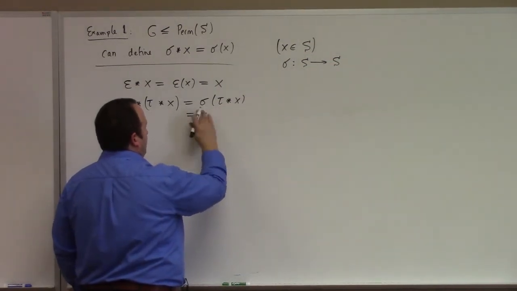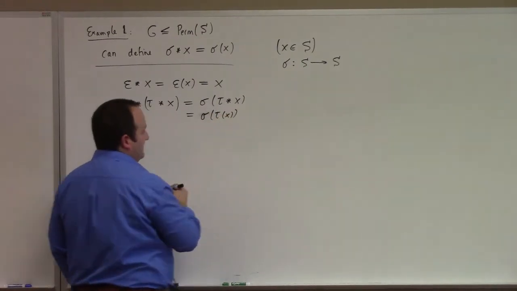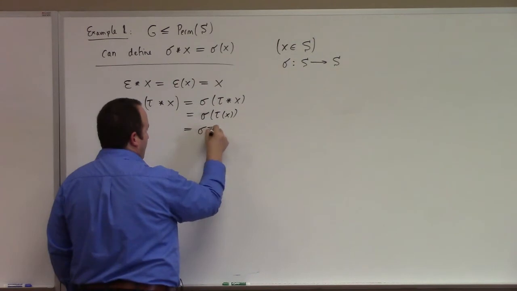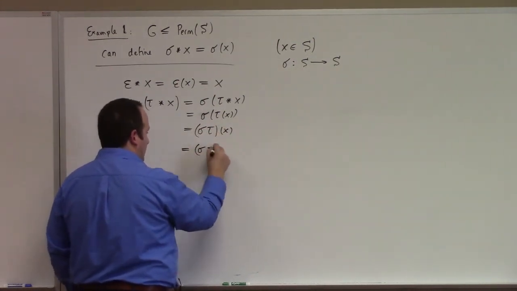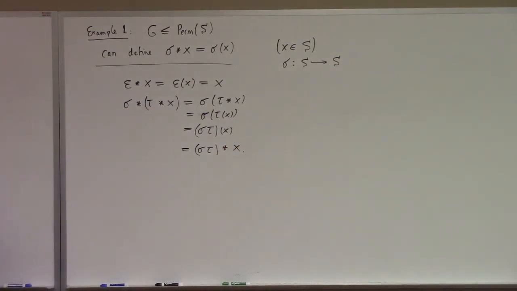Yeah, sigma, we can't write the sigma of tau of X, which is, by the way, sigma tau acting on X. So there you go. That's the kind of associativity. That's item 2 we need.